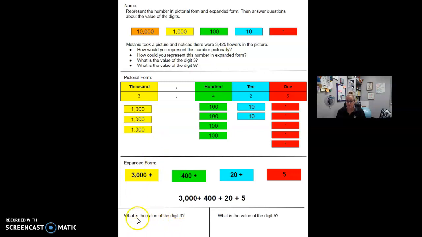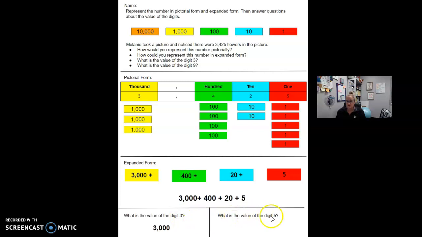Now, I also want to know what is the value of the digit 3. So help me find the 3. What color is the 3? That's right, it's yellow. And the yellow helps us say that it is in the thousands place. But I want to know the value. How much is it actually worth? So if I have 3 thousands, how much is the digit 3 worth? That's right, it is worth 1,000, 2,000, 3,000. So it is worth 3,000.